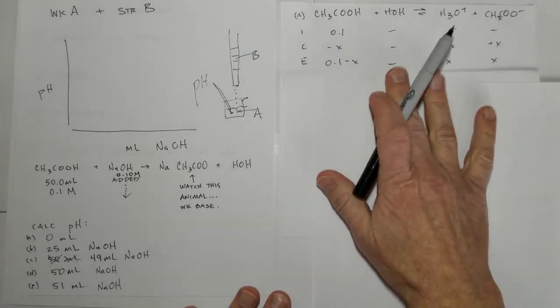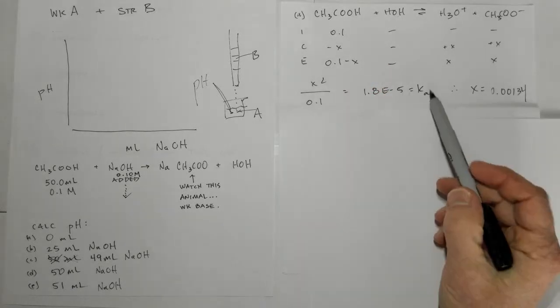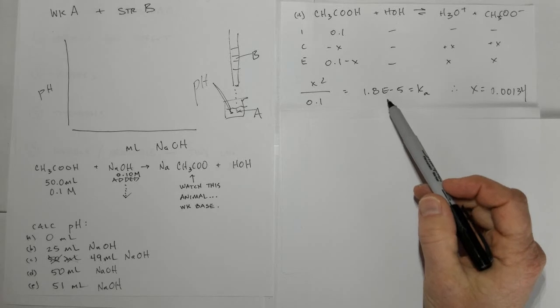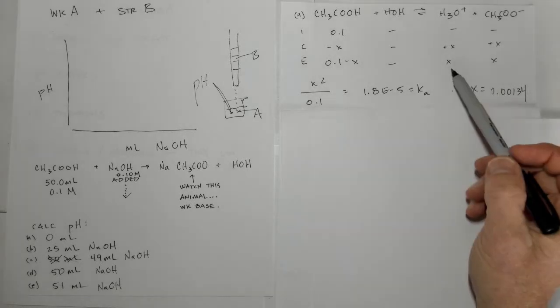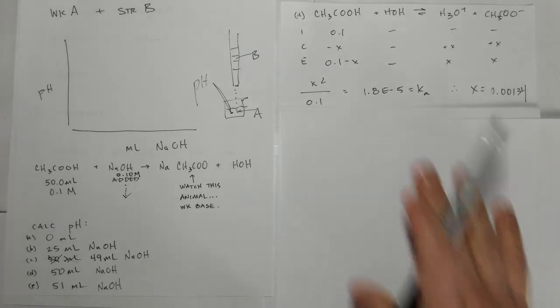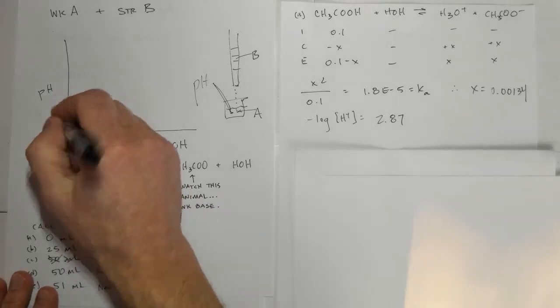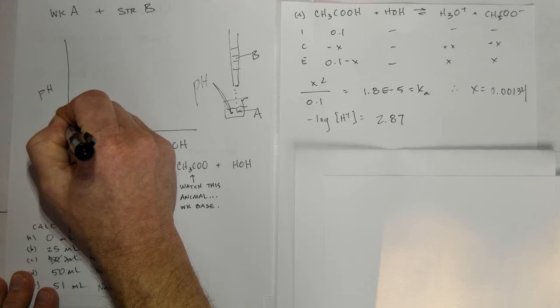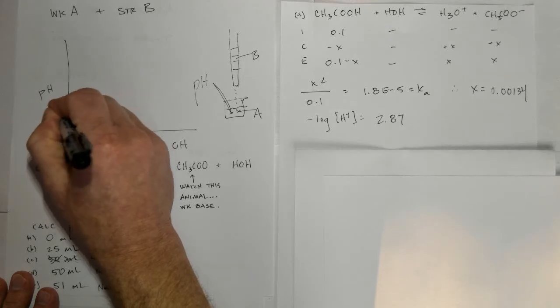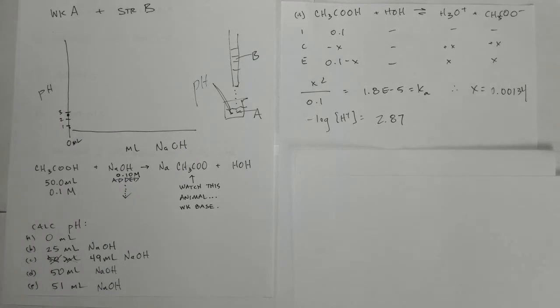And then once we've done that, we can write the equilibrium constant expression equal to Ka, and the Ka of acetic acid is 1.8 times 10 to the negative 5th. We can solve for X. We know the H3O plus ion concentration, negative log that, and we've got a starting pH of 2.87. So over here at 0 milliliters, we're going to have a pH, let's do 1, 2, 3. We're a little bit below 3, right about there to start with. That's where we begin at 0 milliliters.